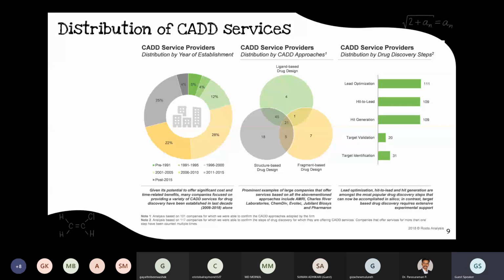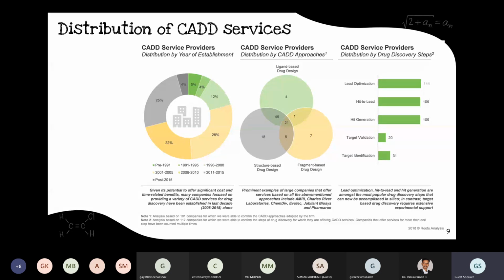If you see the distribution in very recent years, after 2015, more than 25% of the drug discovery providers have evolved, and 22% was during almost 2006 to 2010. And from 2020 you can see a bit more because of this pandemic situation. Many people got into this area. So you are in a hot area at this time. So it's better that you upskill yourself for the best opportunity.